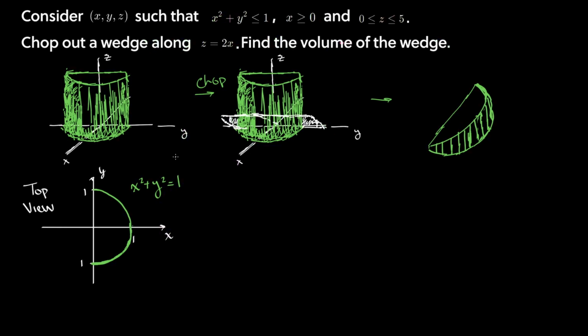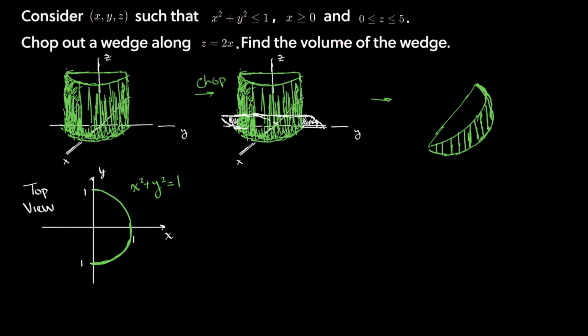I have another volume by slicing problem for us. And here's what it's saying. We have this log here, and it's in the shape of a cylinder. And we have half a log, so we have half a cylinder, really. But that cylinder has a radius of 1, and this log has a height of 5.